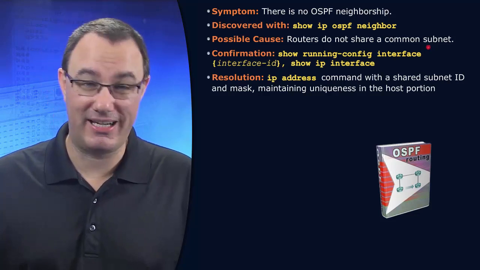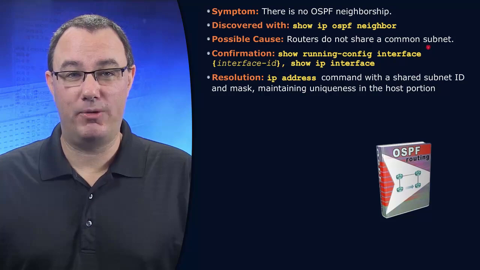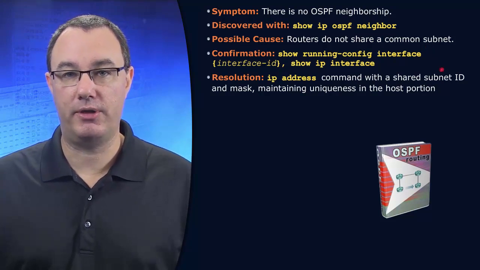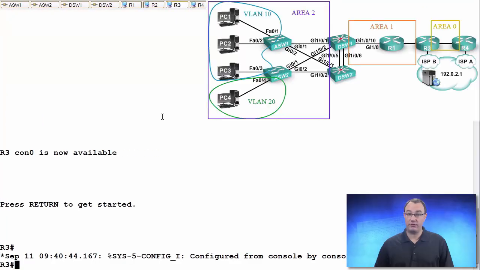Now, do we want that? No, but we have to understand that v2 is finicky about this, so you might have to adjust with the IP address command. So let's just explore this together. Between R1 and R3, what subnet do we share?